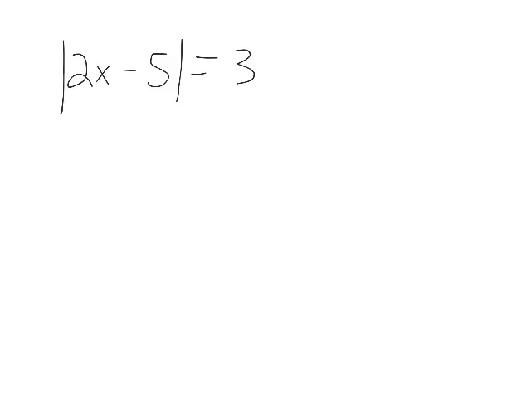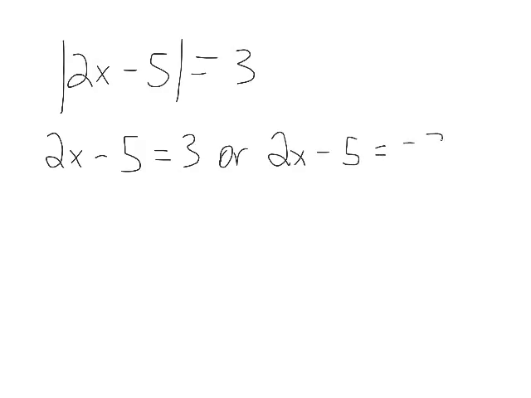And then the next step is to break it up into two, or create two equations. So the first equation, what would x be if 2x minus 5 is equal to positive 3? And then what is x going to be if 2x minus 5 is going to be equal to -3? Then go ahead and solve each one of these two separately.